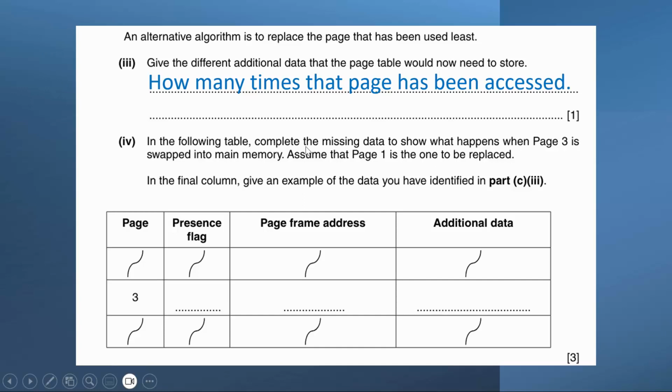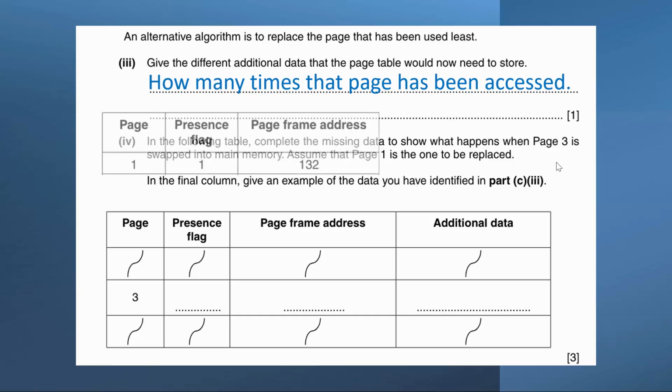In the following table, complete the missing data to show what happens when page 3 is swapped in the main memory. Assume that page 1 is the one to be replaced. In the final column, give an example of the data you identified in part C3. So page 3 is being swapped in the main memory. That means its presence flag is going to have a 1. I need to look at the page 1 data. Page 3 is going on the main memory. Presence flag is a 1. I picked up 1 point.